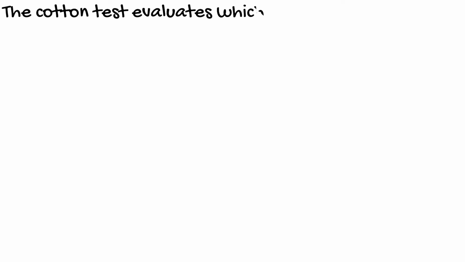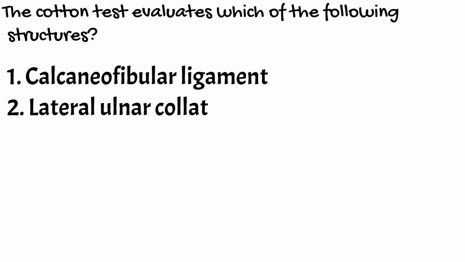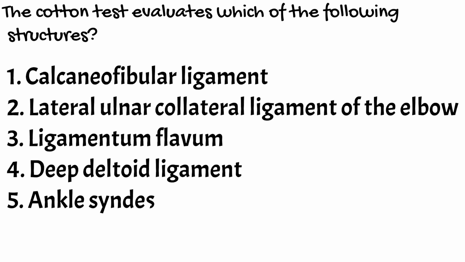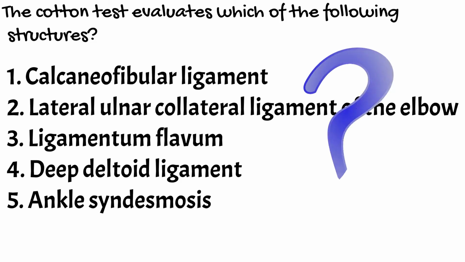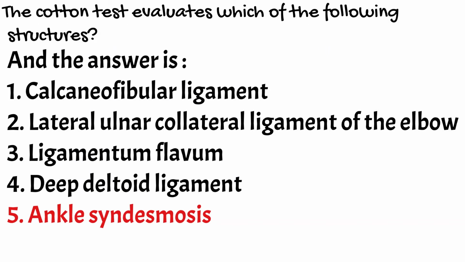The Cotton test evaluates which of the following structures: 1. Calcaneofibular ligament, 2. Lateral ulnar collateral ligament of the elbow, 3. Ligamentum flavum, 4. Deep deltoid ligament, and 5. Ankle syndesmosis. And the answer is ankle syndesmosis.